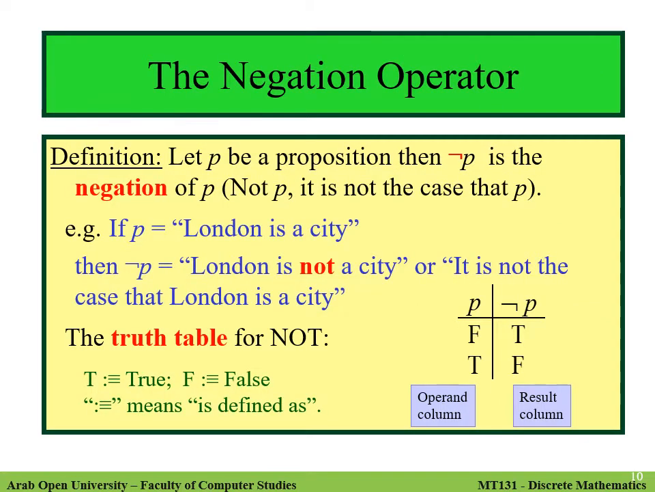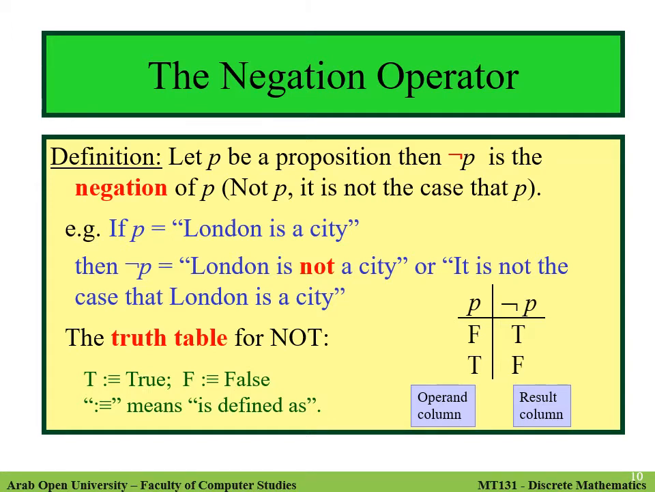The first one was the negation operation. This is a unary operation. We need only one proposition. If you start with a proposition P, then not P, you write the negation symbol in front of P. This is read not P. This is the negation of the statement. But this is another proposition, which is the negation of the statement P. The negation, you can also read it as not P, or it is not the case that P.